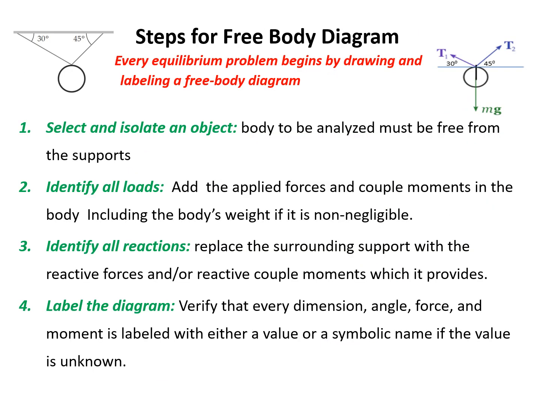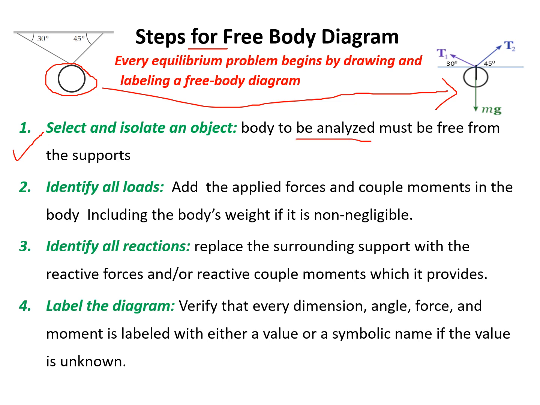If you see the steps involved for free body diagram, we have the major 4 steps. The first one is we have to select and isolate an object. This is the body whose free body diagram we have to draw. So first we have to isolate it. It means we have to free it from its surrounding, that is, both the strings. So select and isolate an object.